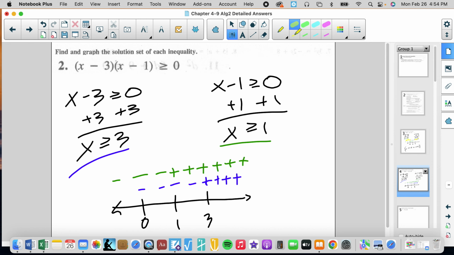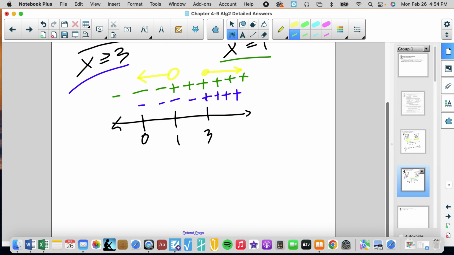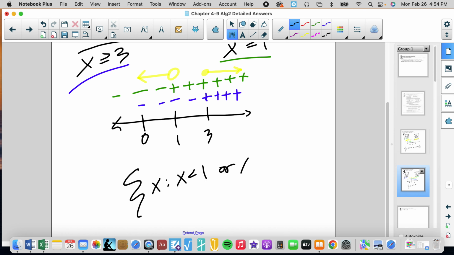That wasn't a very good open circle. Open circle there, going to the left. And we're going to be closed circle there, going to the right. Is that true? It's going to be so cool to see if we do this correctly. I'm learning it at the same time you're learning it. I'm going to say x is less than 1 or x is greater than or equal to 3. Is that the answer to number 2? Number 2, x is less than or equal to 1 or greater than or equal to 3.